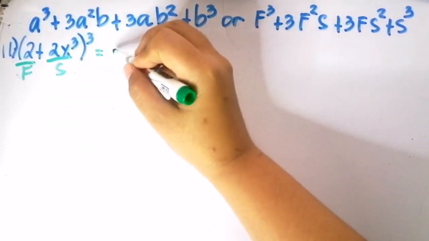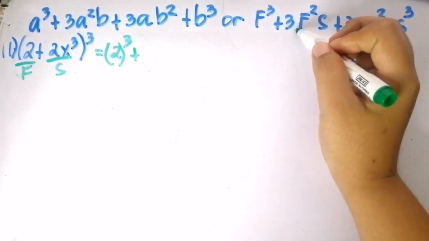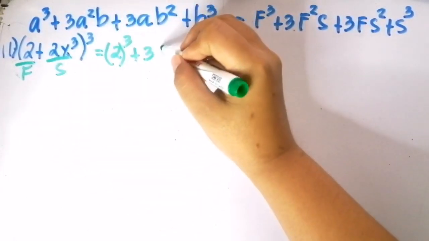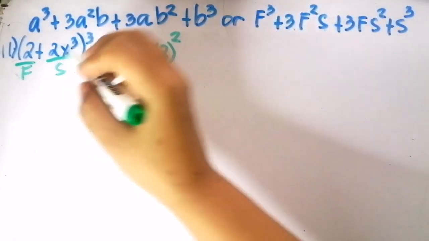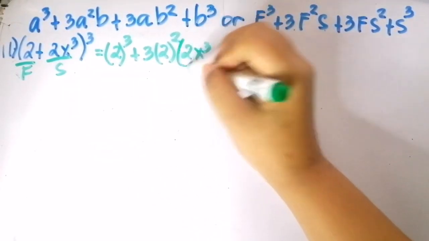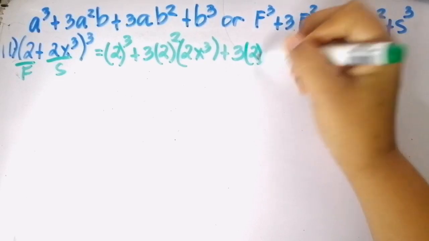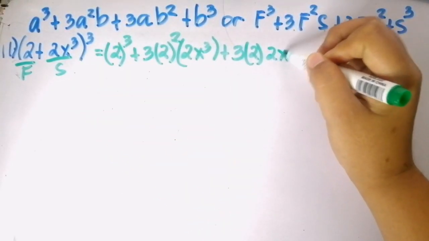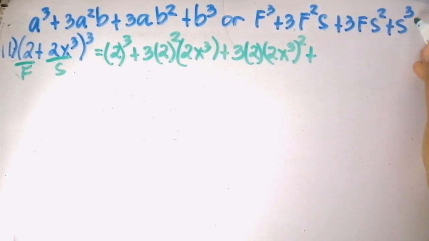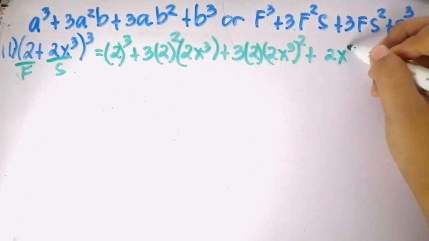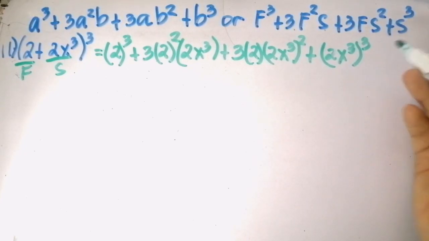That is positive 2. 2 raised to 3 plus 3 times first, that is 2, raised to the power of 2, times second, that is 2x cubed, plus 3 times 2 times 2x cubed squared. Then, ang last is plus second cube, that is 2x cubed raised to the power of 3. Okay, so ganyan yung substitution niya.